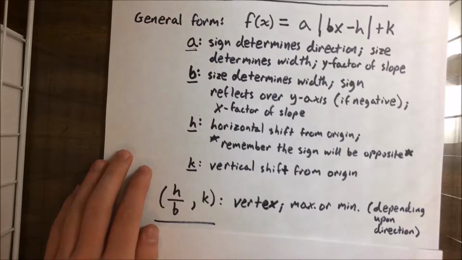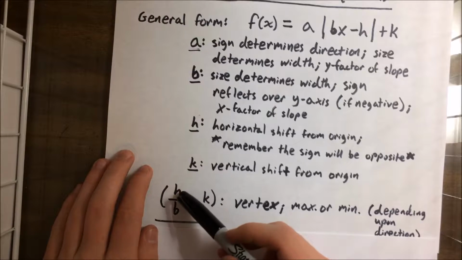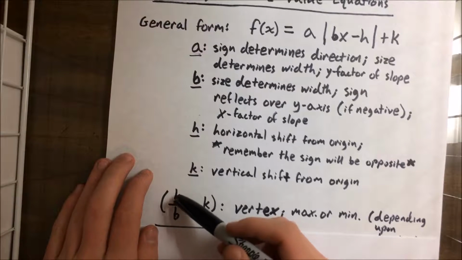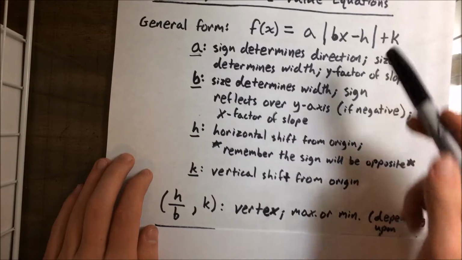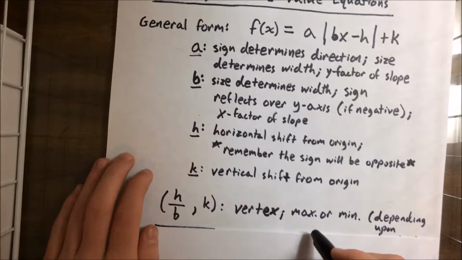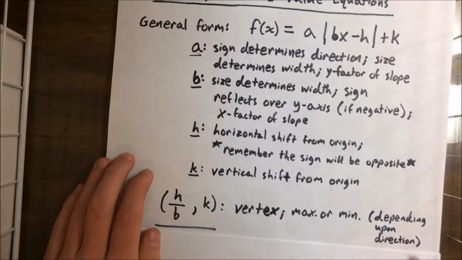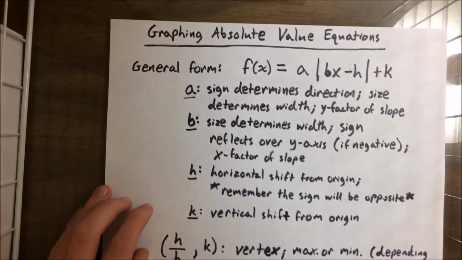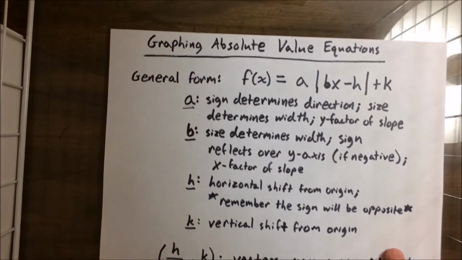And then to find the vertex, for the x coordinate you're going to want h over b, and for the y coordinate, it's simply k. So it's the vertex, and it's also the maximum or minimum, depending on whether or not the graph is facing up or down. Okay, so with that, let's look at an example.